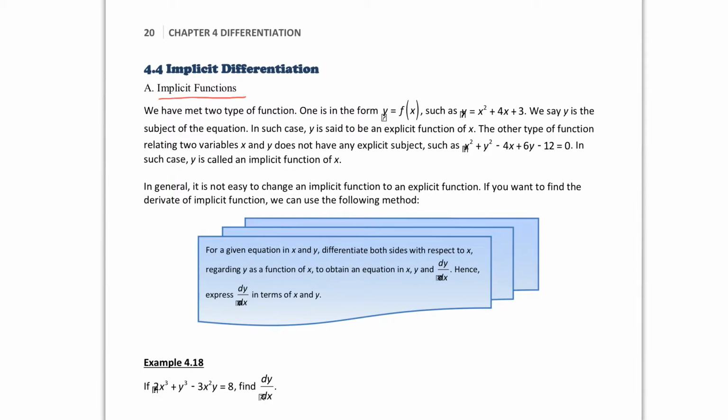We recall that an explicit function means y is the subject, for example y is equal to 3x squared plus 4. This kind of function we call explicit functions. How about an implicit function? That means y is not the subject. How do you find dy over dx if I give you a function like this?